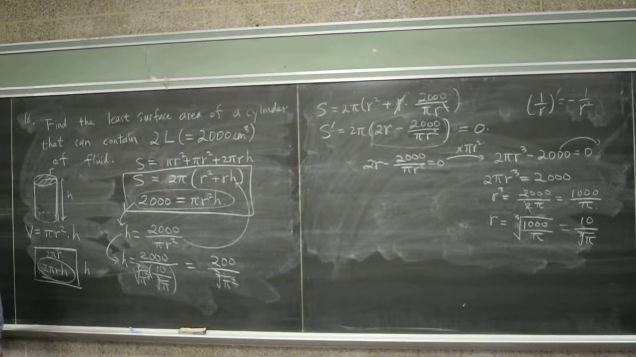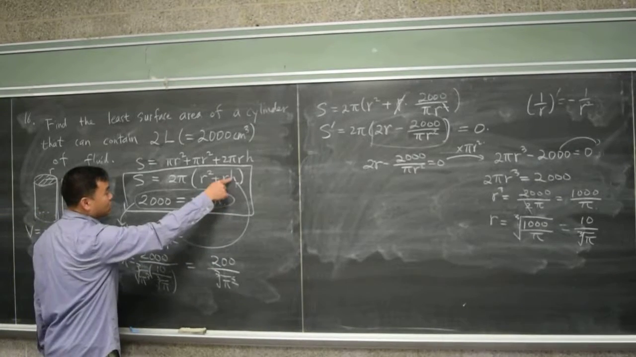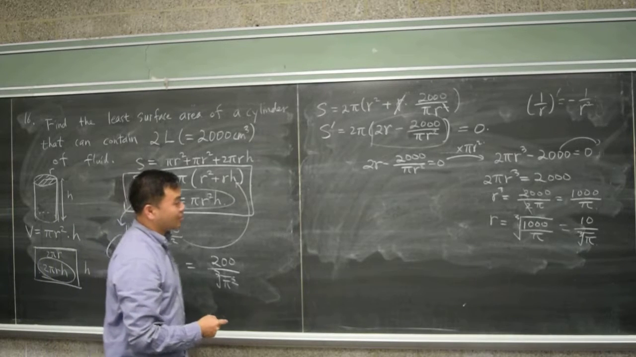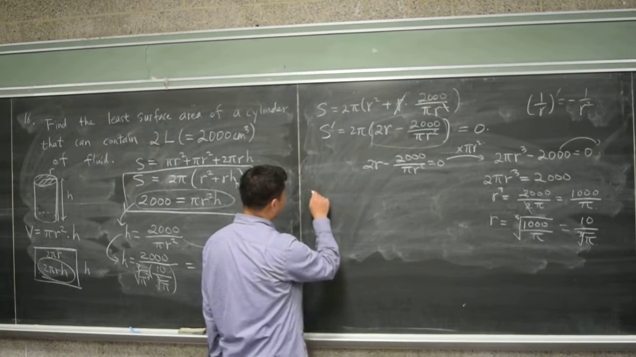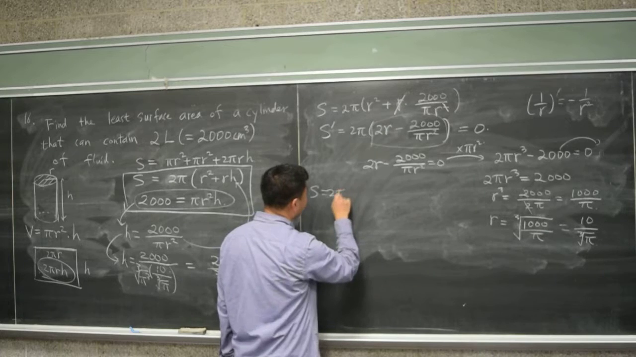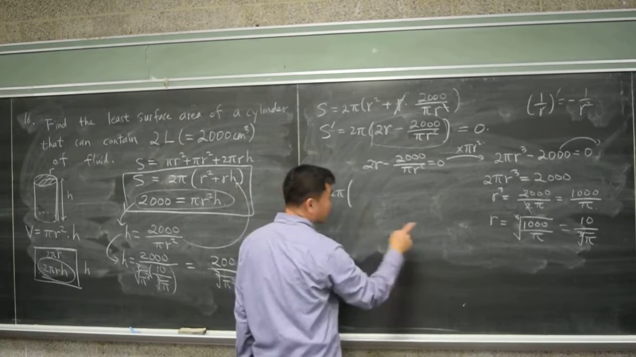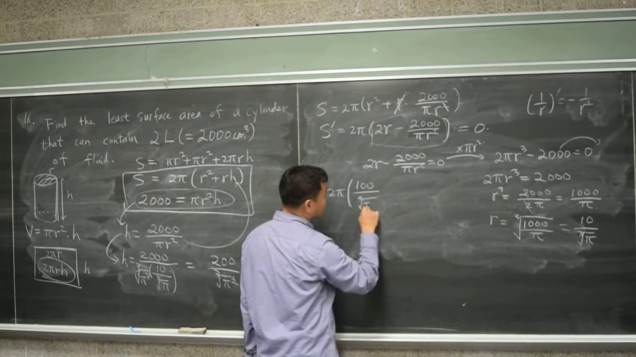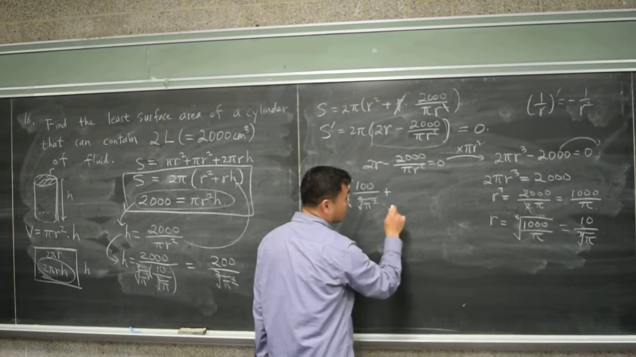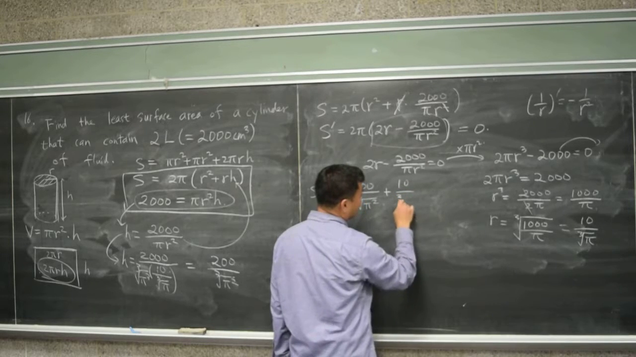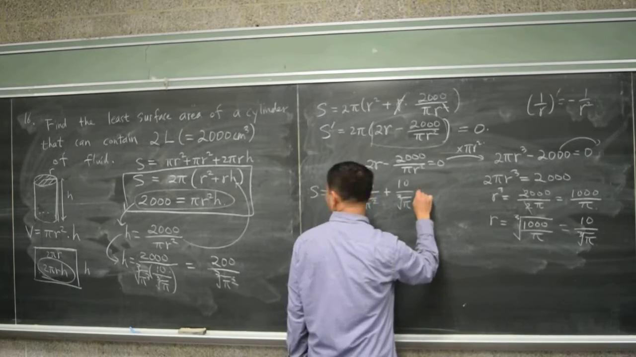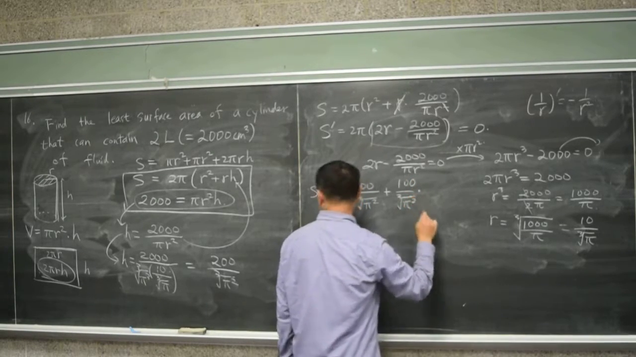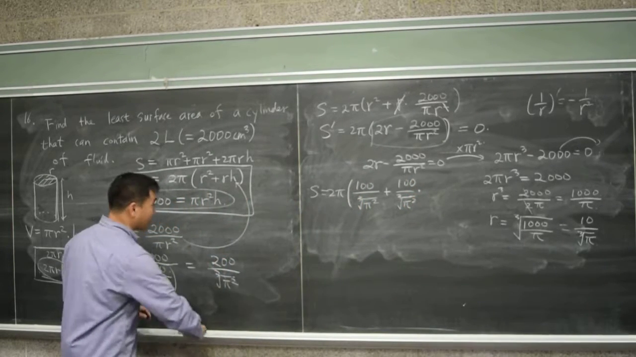That's what we get. And then we plug r into our s, and then we have to find what s is. So s is 2 pi times this squared, which is 100 over cube root of pi squared, plus 10 over cube root of pi times, this squared again, so it's squared. So, no, it's not squared, sorry.